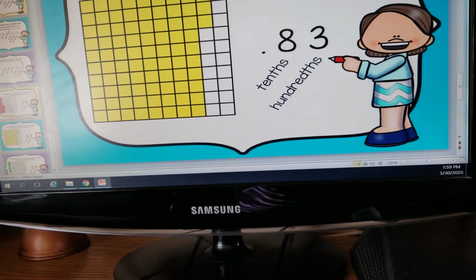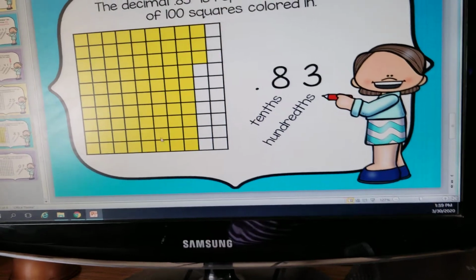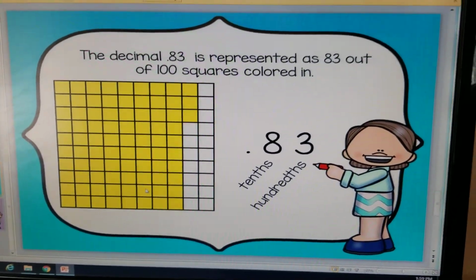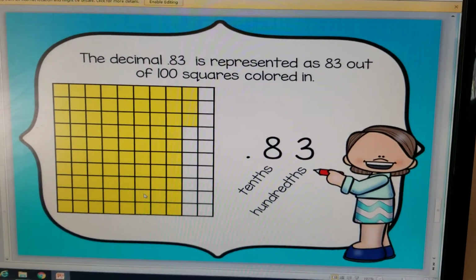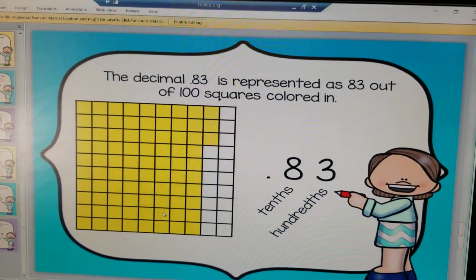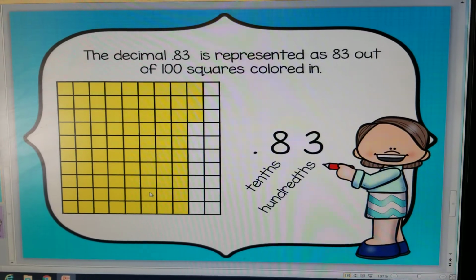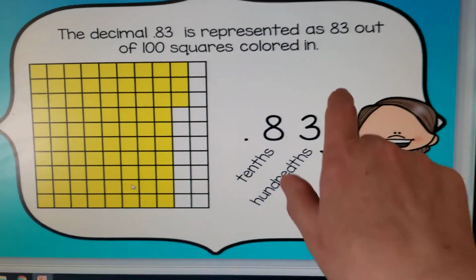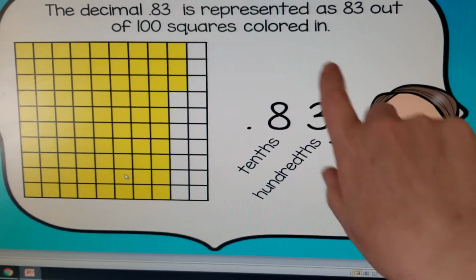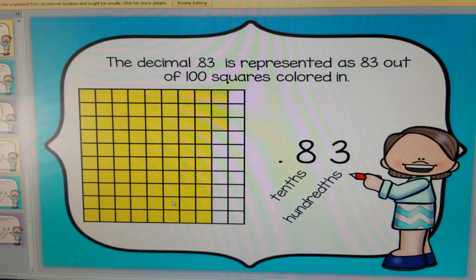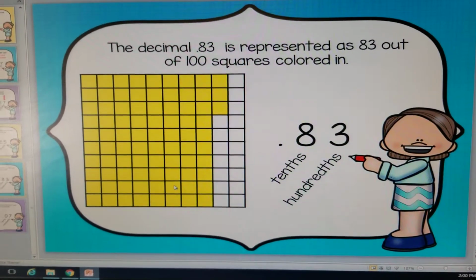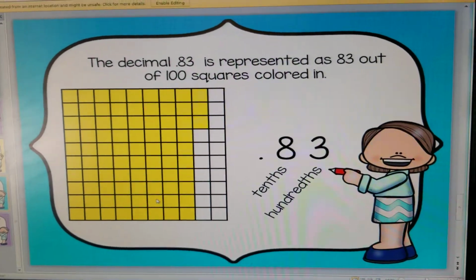I'll give you an example. This is the word form: 83 hundredths. And this is the standard form. The number is the standard form. So 0.83 would be the standard form, and the word form would be 83 hundredths.